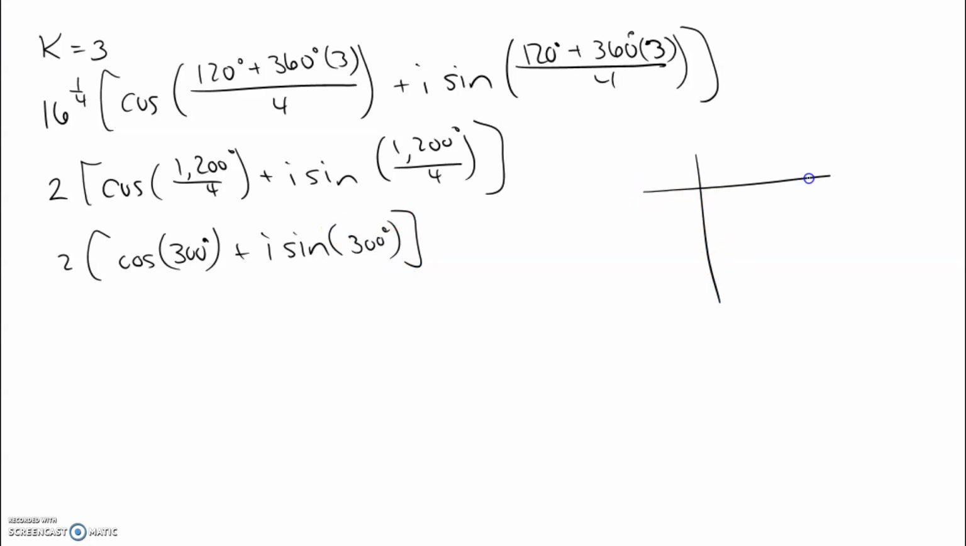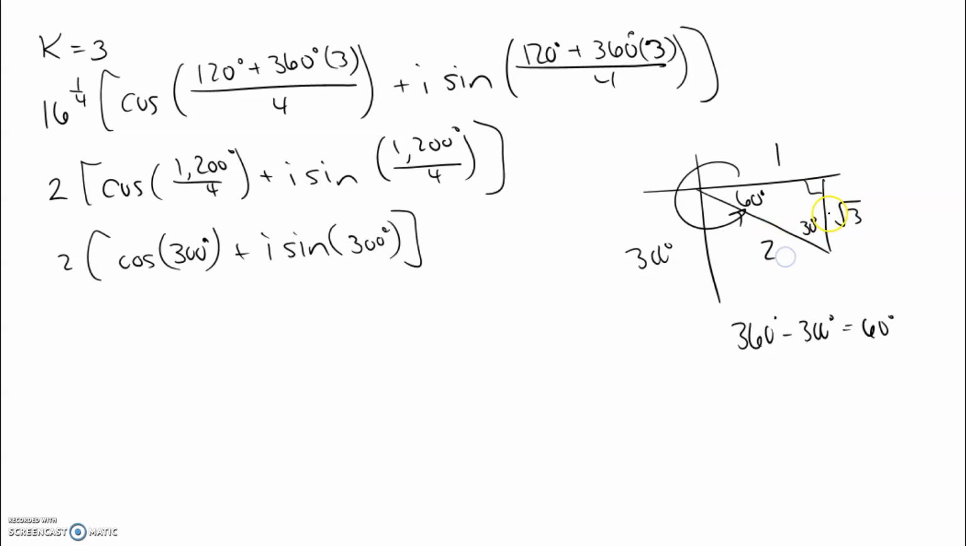Okay, so 300 is in the fourth quadrant. That's 300. This little angle here is going to be 60, because if we do 360 minus 300, that will give us 60 for our reference angle. Okay, this is 90, this is 30, this is 1, square root of 3, and 2, and the square root of 3 is going to be negative. So then cosine of 300 is going to be 1/2 plus i, and then sine of 300 is going to be negative square root of 3 over 2.